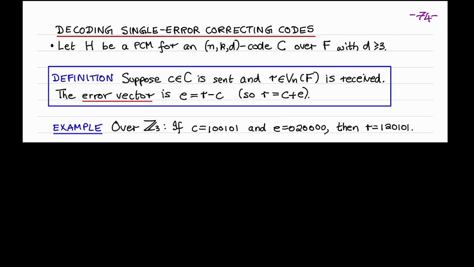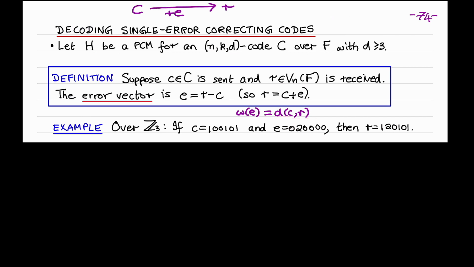For example, if C is this vector of length 6 over Z_3, and the error vector is 0, 2, 0, 0, 0, 0, then the received vector is 1, 2, 0, 1, 0, 1. Note that E has only one non-zero entry, namely its second entry, and so R differs from C in exactly one coordinate position. In general, the weight of the error vector is equal to the distance between the transmitted code word and the received word.